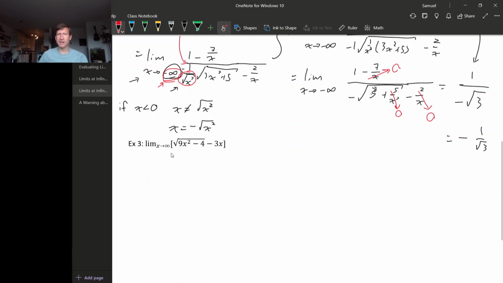All right, so for one final example, let's look at this one, the limit as x goes to plus infinity of the square root of 9x squared minus 4, and then outside the square root, minus 3x. So if we try to plug in infinity, what we get here is infinity minus infinity, which isn't very informative, because depending on how these infinities come up, infinity minus infinity might give us infinity, or some number, or 0, or maybe a negative number, or maybe minus infinity.